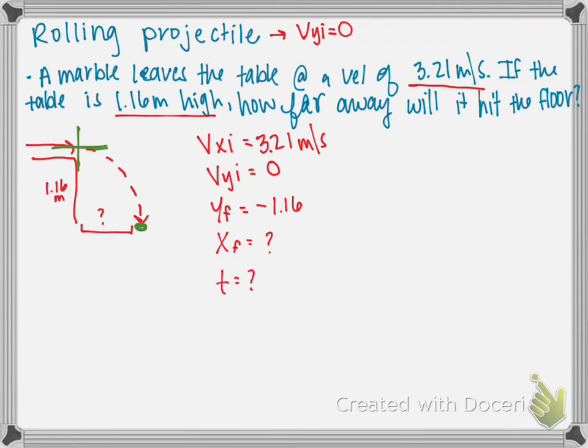With a rolling projectile, what equation do we usually use to find time? The second vertical, right? So I'm going to use that equation, y final equals y initial, which we always know is 0, plus vyi t, which we know is 0, plus 1/2 a t squared.